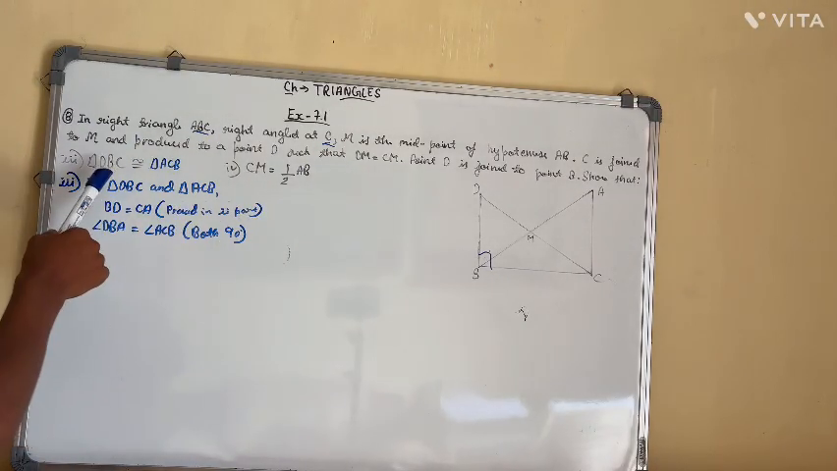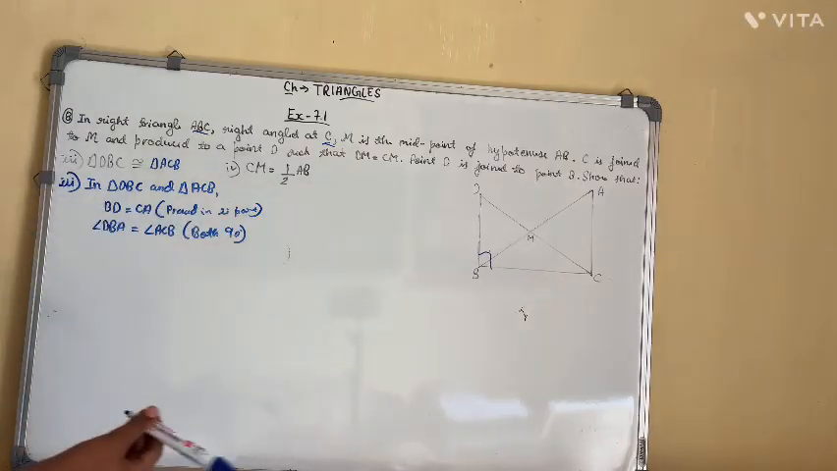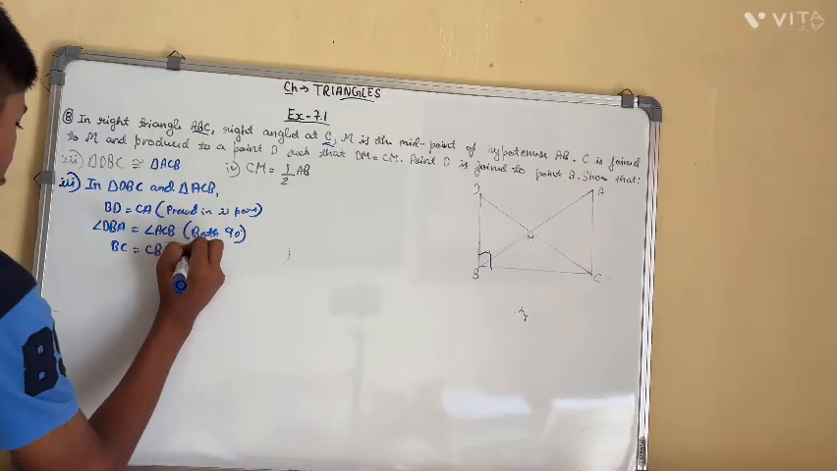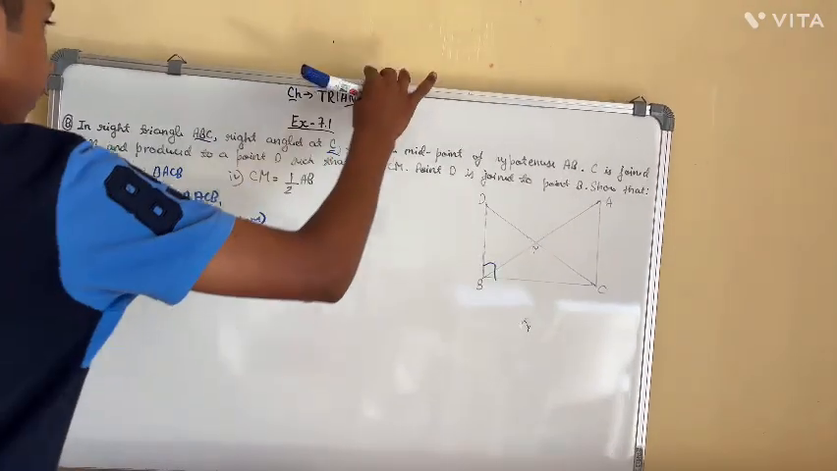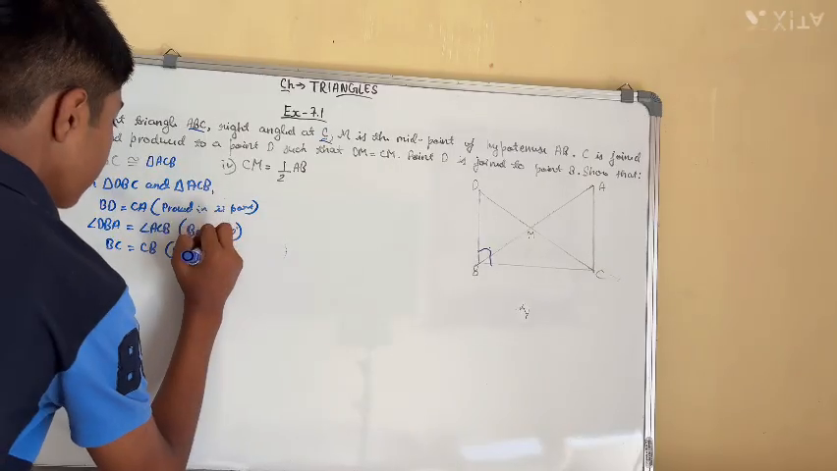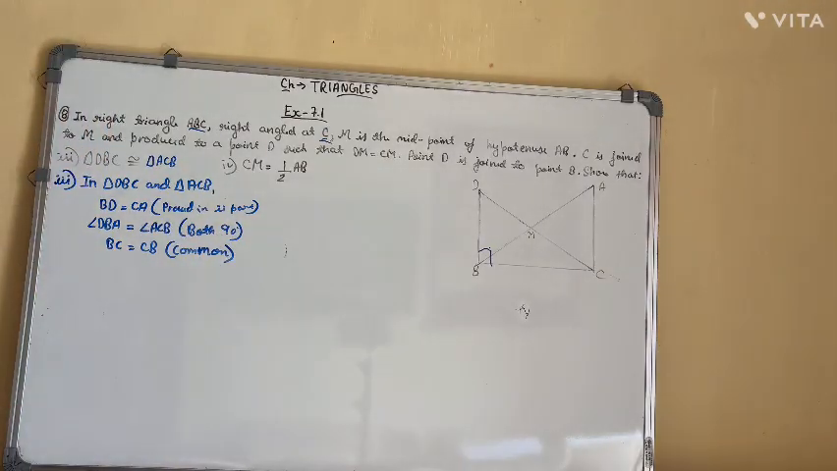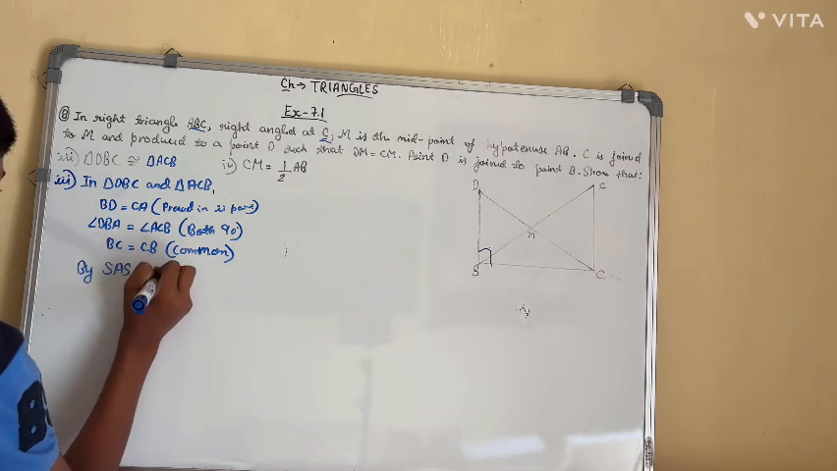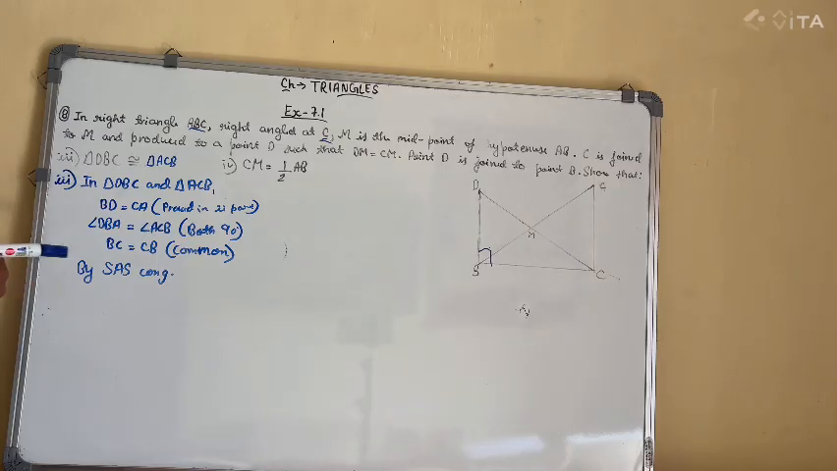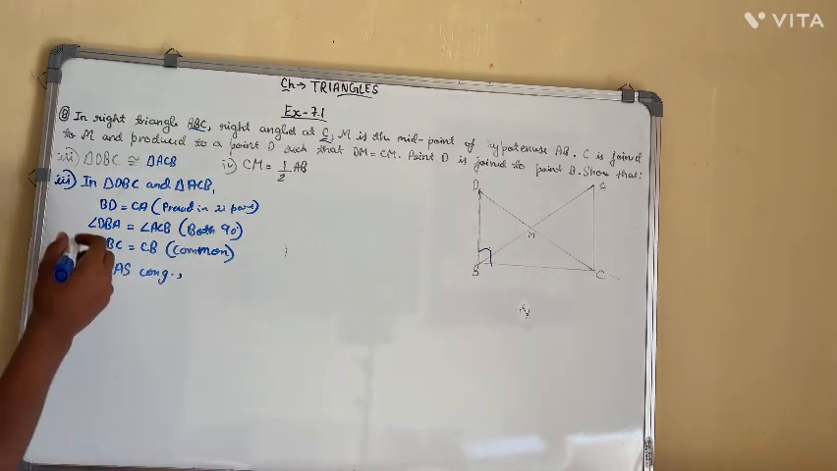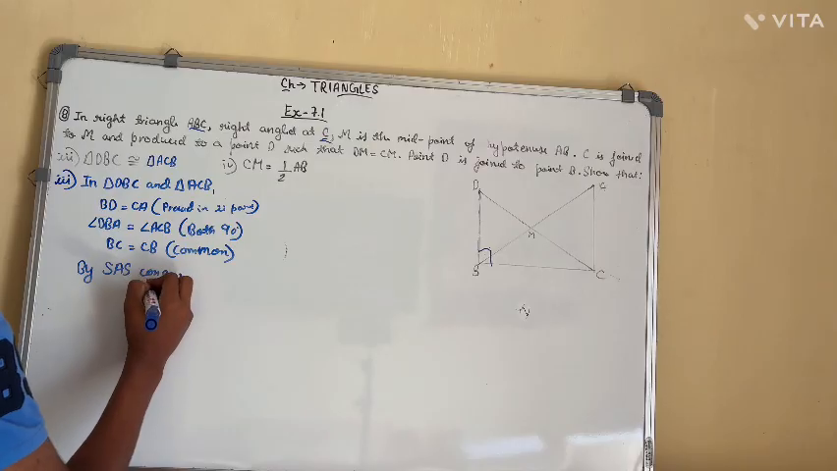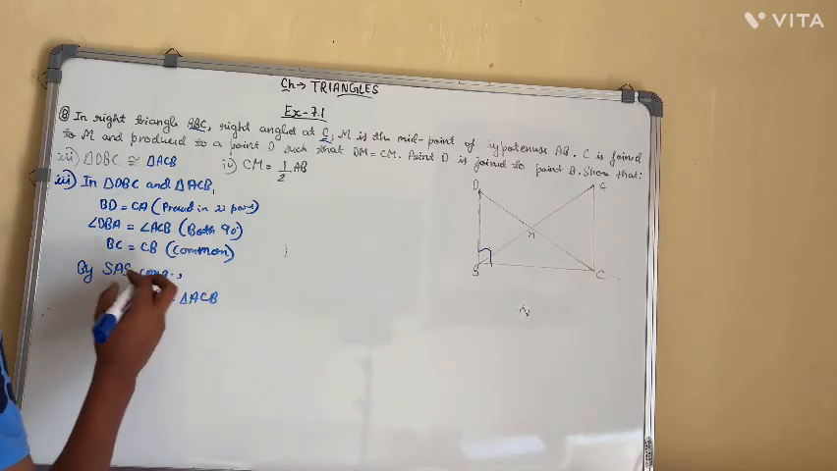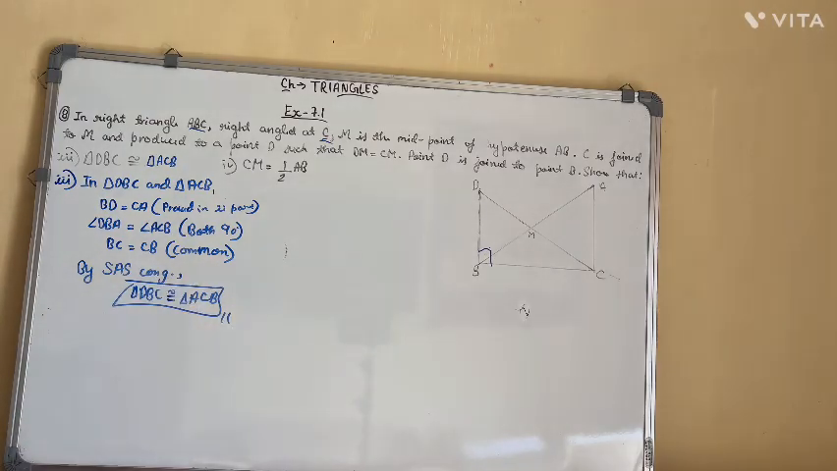Now you can see here BC and CB are common. So we can write BC is equal to CB, common. So by SAS, side angle side congruency, we can say that triangle DBC is congruent to triangle ACB. This we have proved.